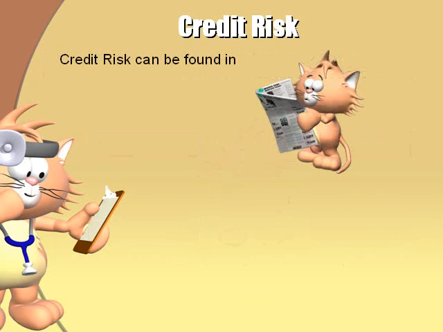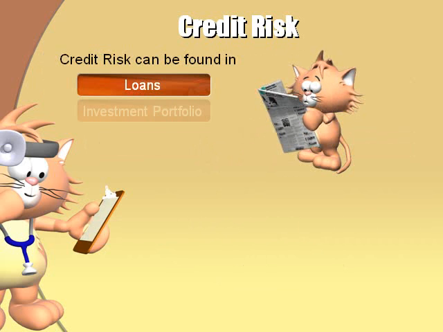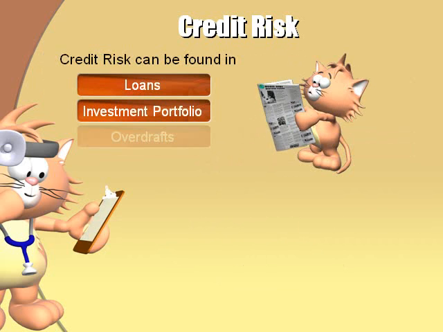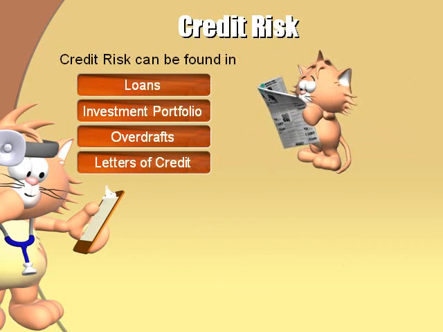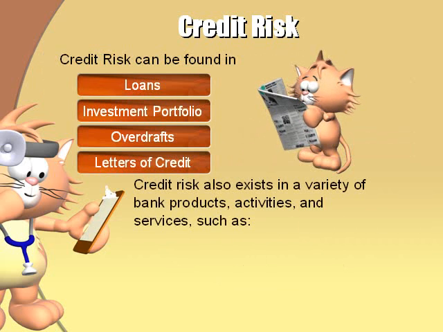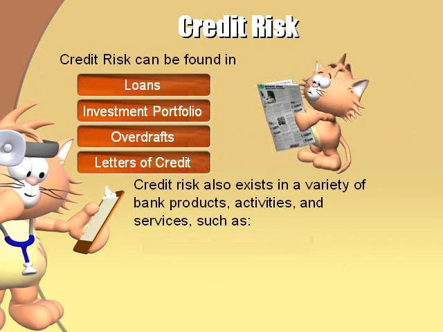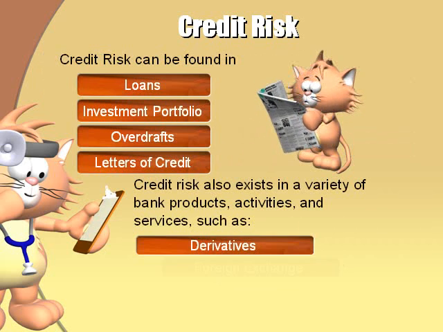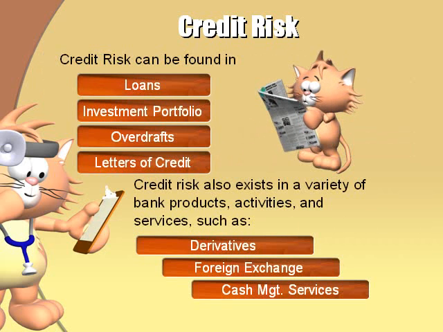Okay, where can we find credit risk? Credit risk can be found in loans, investment portfolio, overdrafts, letters of credit. Credit risk also can exist in a variety of bank products, activities and services, such as derivatives, foreign exchange, cash management services, trade financing.